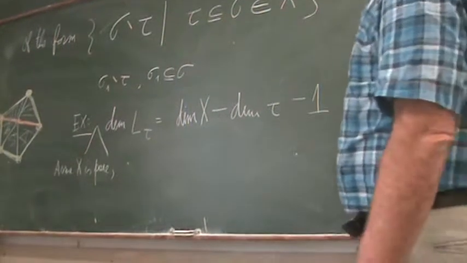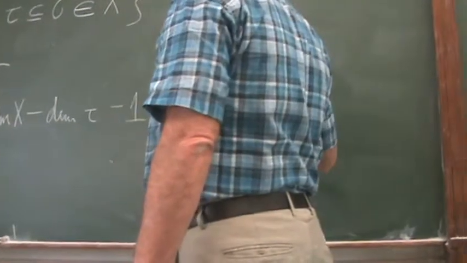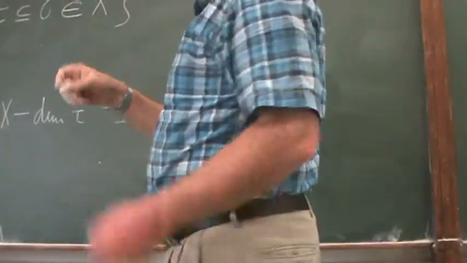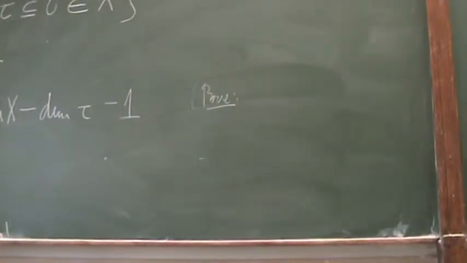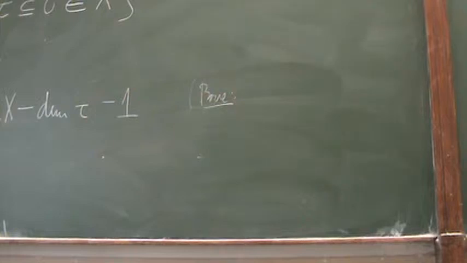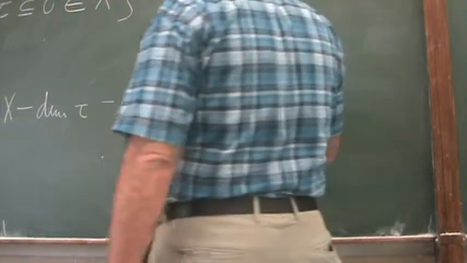Okay, well, here is the proof if you want. Of course, we have to really check what the maximal cells of the link are. The maximal cells of the link are obtained by taking the maximal cells of X containing tau and then deleting out tau, right? So here is a proof.